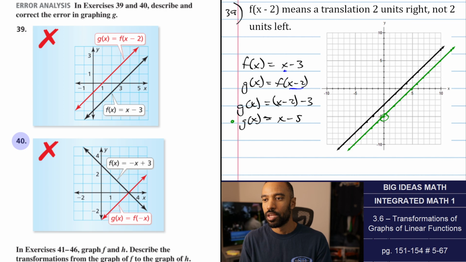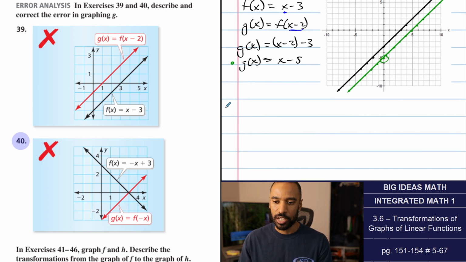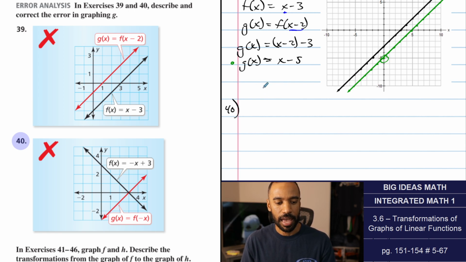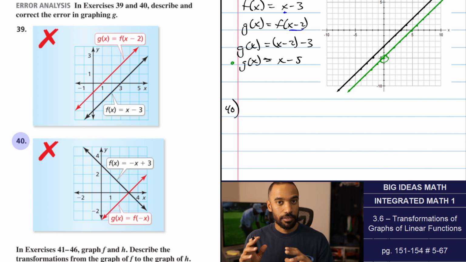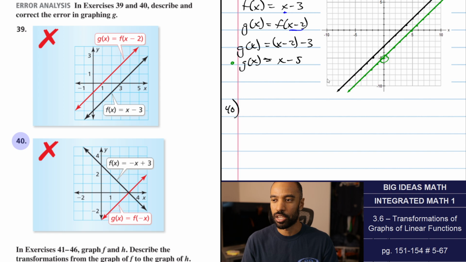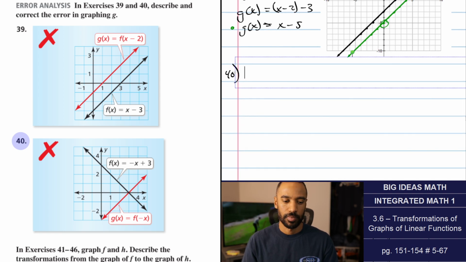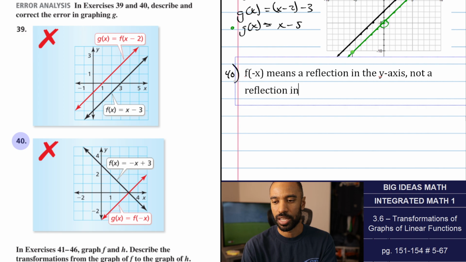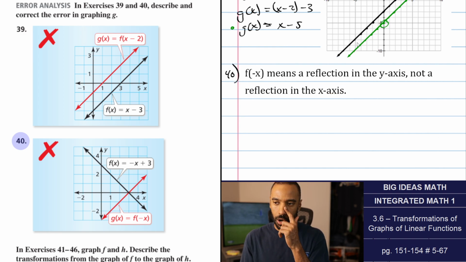Number 40, they just drew a graph. We have negative x plus 3 as the original graph, and they put f of negative x for the graph of g of x. F of negative x should be affecting things horizontally. That means we should reflect this way. It looks like they reflected over the x-axis. We have to take a reflection in the y-axis. So f of negative x means a reflection in the y-axis, not a reflection in the x-axis. So once again, we're going to take another graph set.